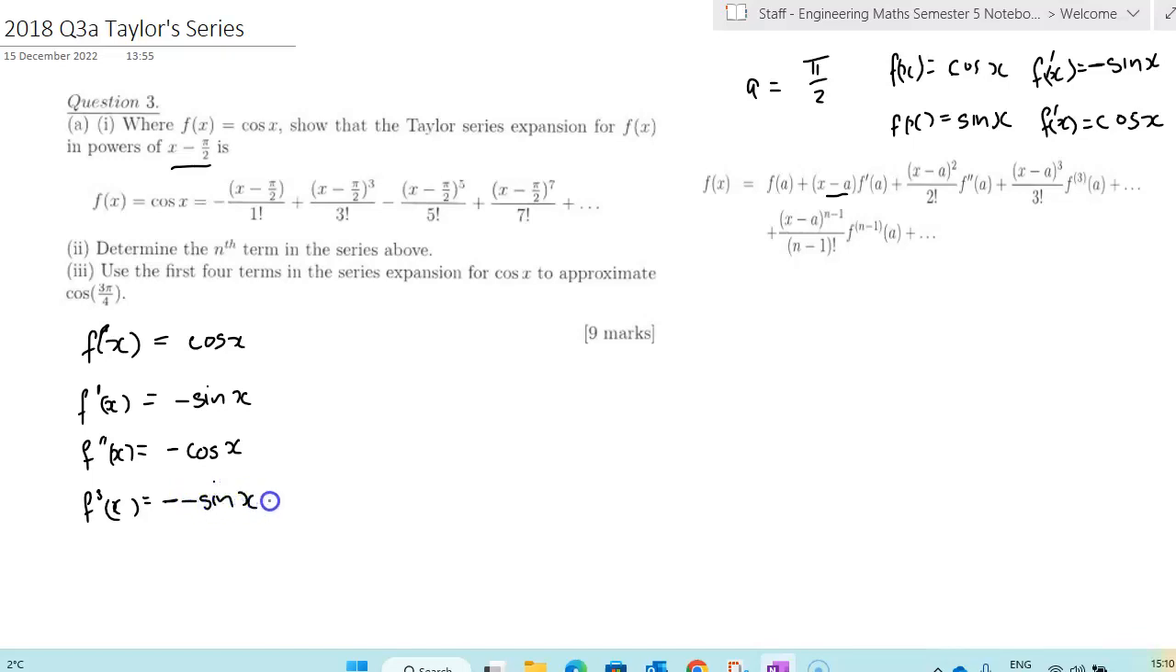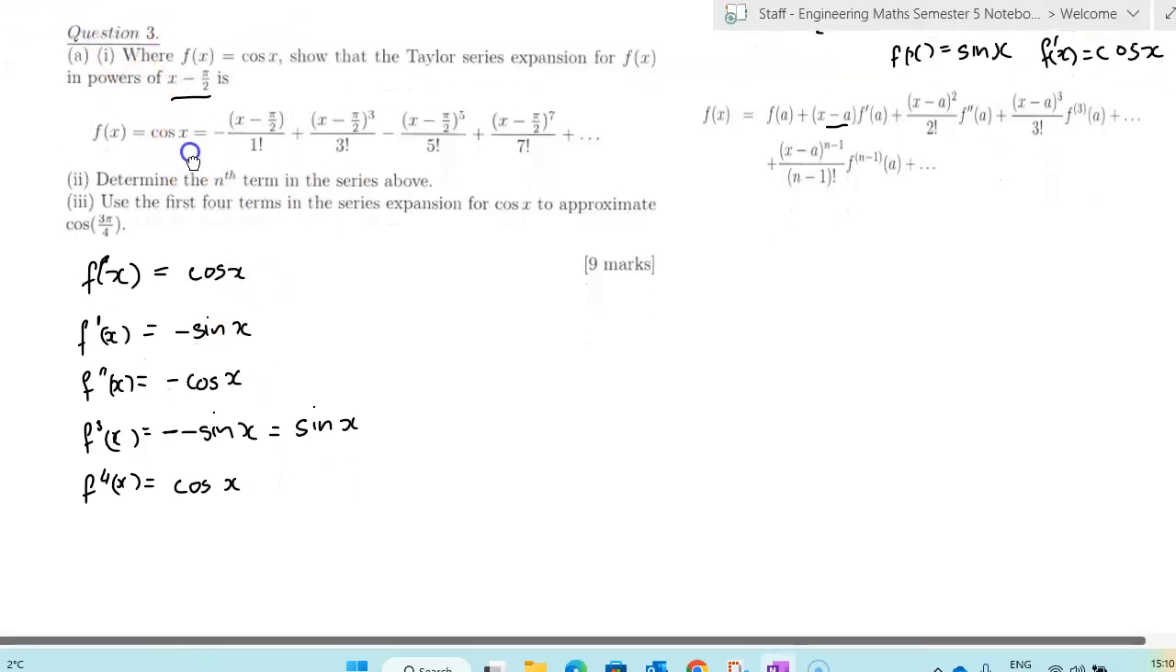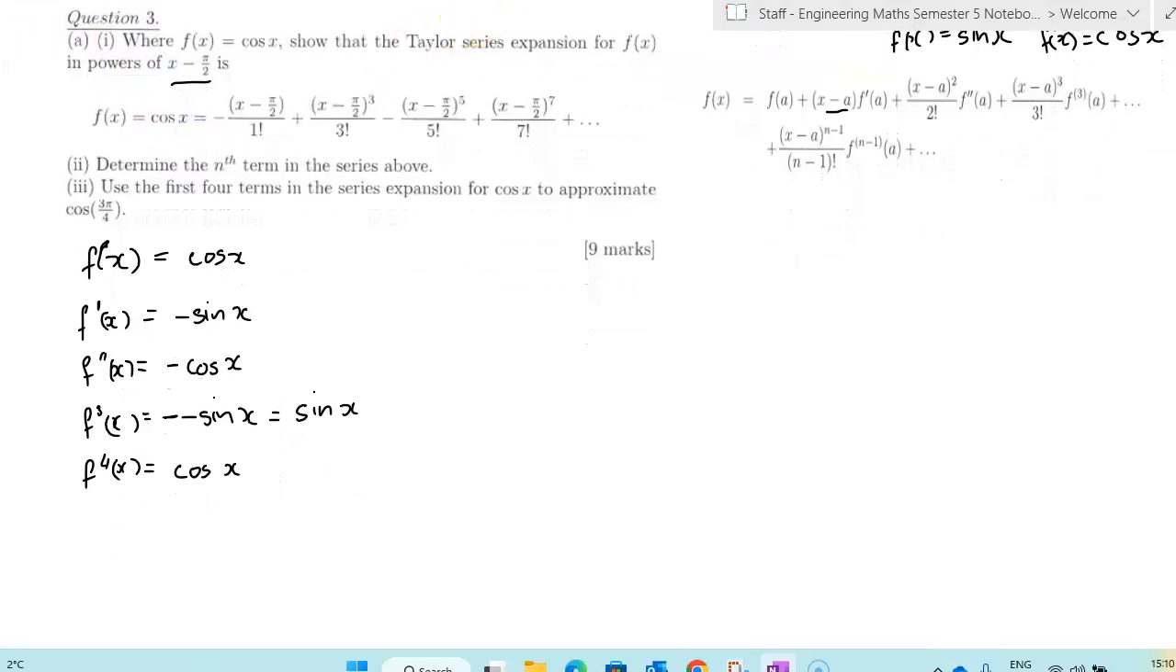So a minus times a minus will give us plus, so that's just sine x. Now we're at the fourth derivative. We differentiate f to the 4 of x. We're going to differentiate sine x, and that's just cos x. And now we're actually back to the start, the same as it was the original value. We still have to do another couple of differentiations, but it's a repetition of what we've already done.